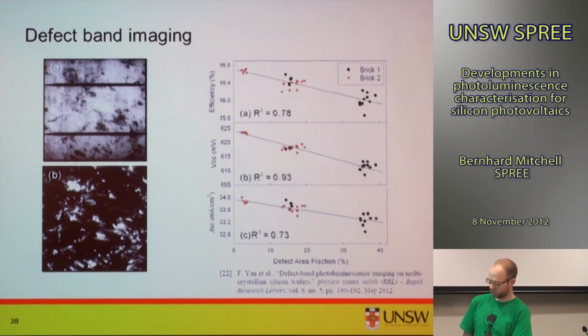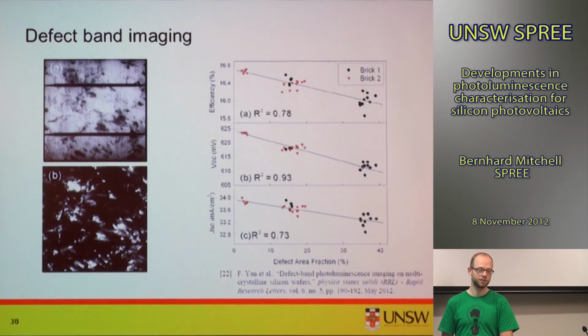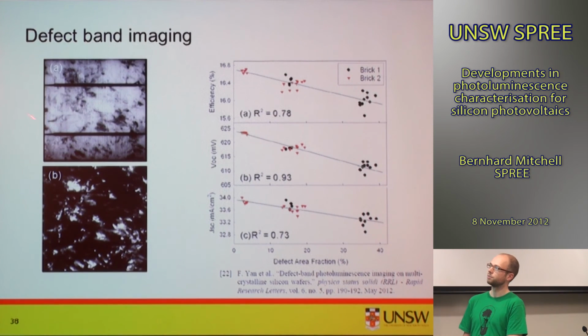There's also a new publication showing that we can use the defect band to image as well. Up here we have a PL image, and down here we have an image of the same wafer measured at the defect band. The defect band is around 1550 nanometers. This image is filtered with a short pass at 1300 nanometers, and this image is filtered with a long pass at 1300 nanometers, and we get pretty much the inverse contrast.